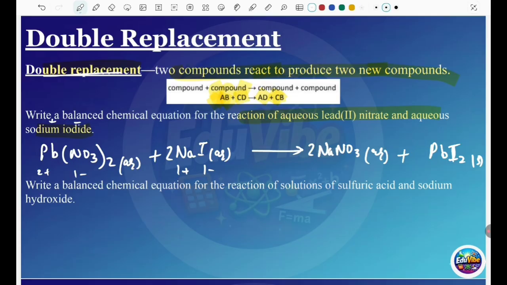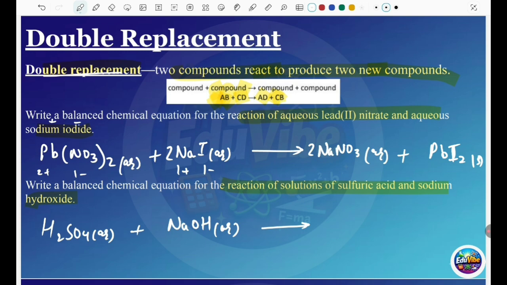We have to do it again with 4 compounds. So that's how the double replacement works. Again, we have a reaction of sulfuric acid with sodium hydroxide. So now we have sulfuric acid, which is H2SO4 aqueous, which is your acid, the base formula for this. Sodium hydroxide is NaOH. This is aqueous. You can check the solubility table for this.